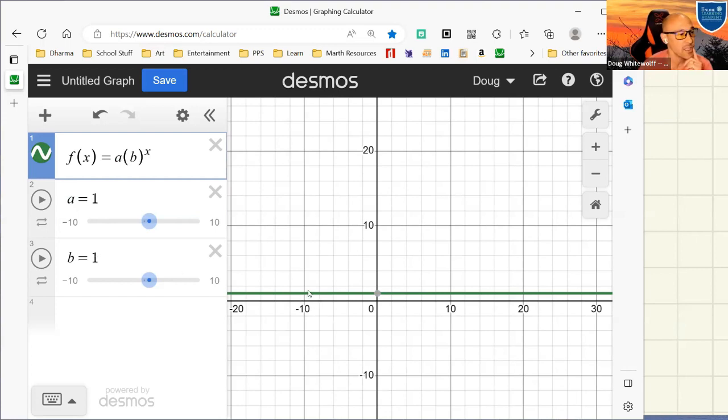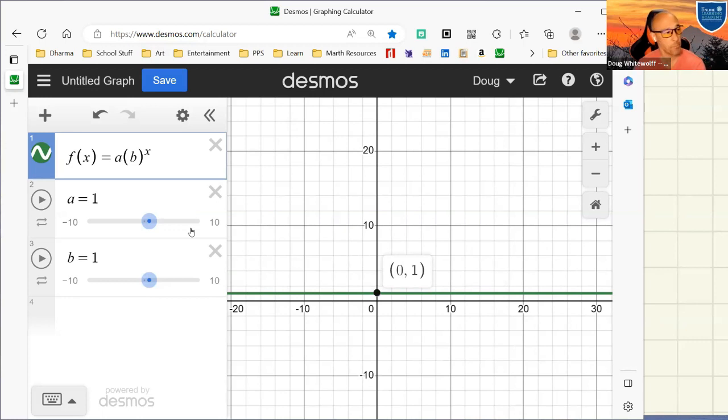And notice that it's just this flat line, it's a horizontal line, where as x changes, the y value stays 1. Y is always 1 along this line, and you can see all those points right there.